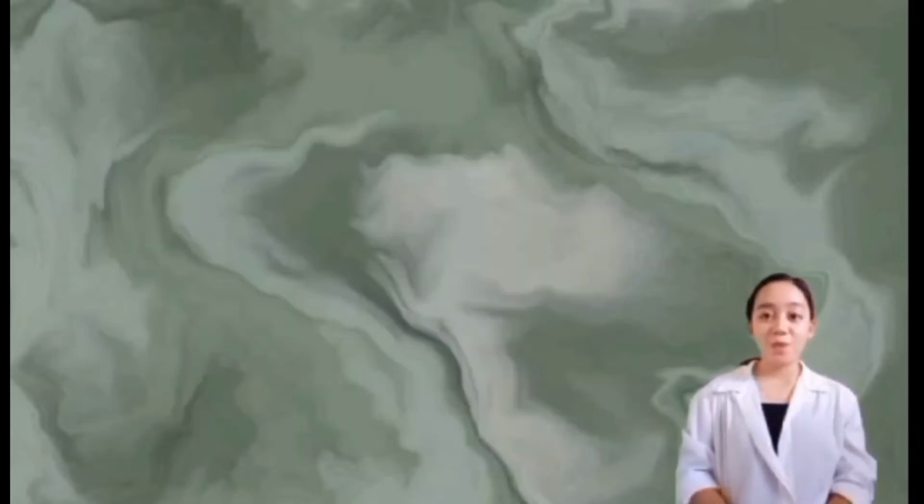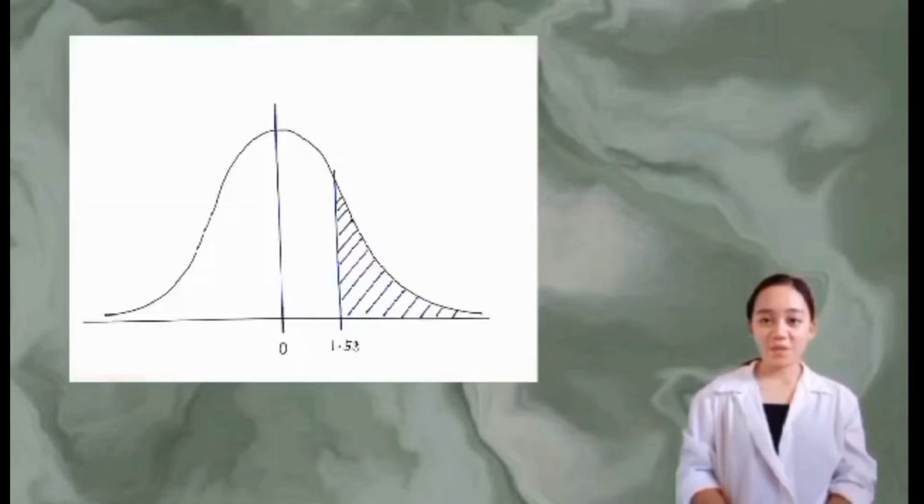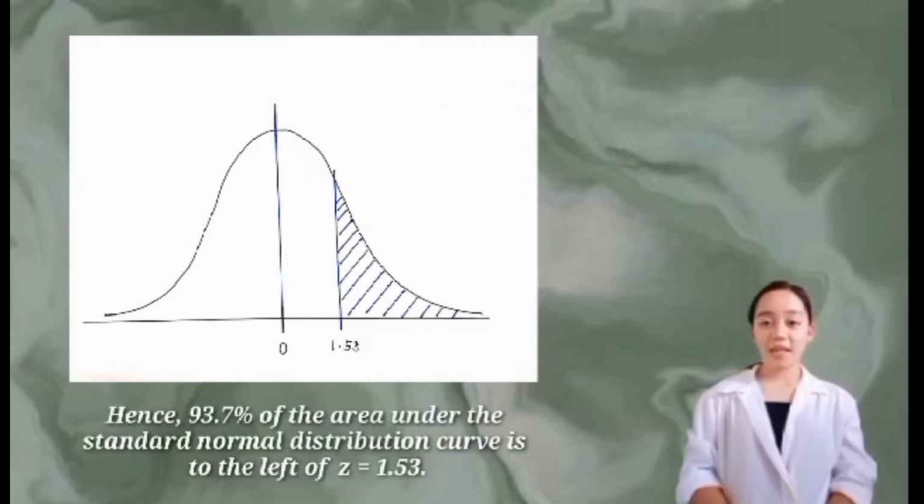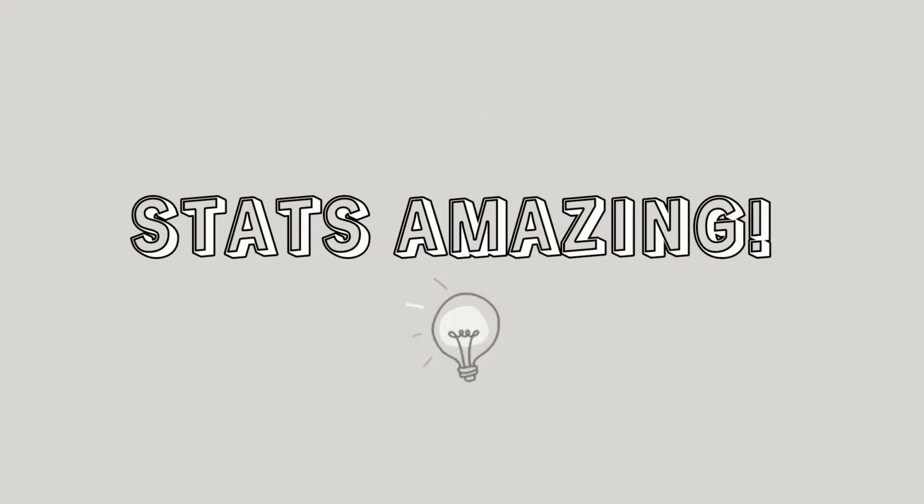So now, we can draw the graph for our example. The shaded part is going to the right since we are asked to find the probability that such scores will exceed 1,350. Hence, 93.7% of the area under the standard normal distribution curve is to the left of z equals 1.53.